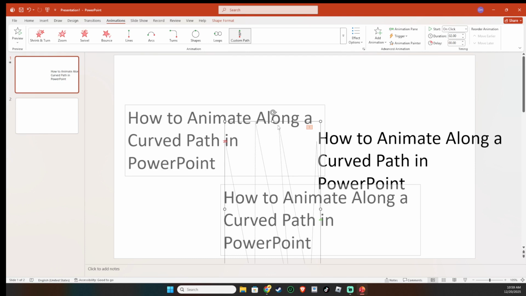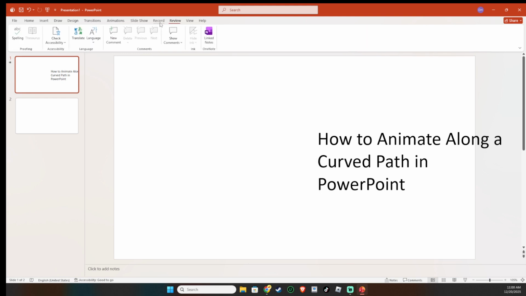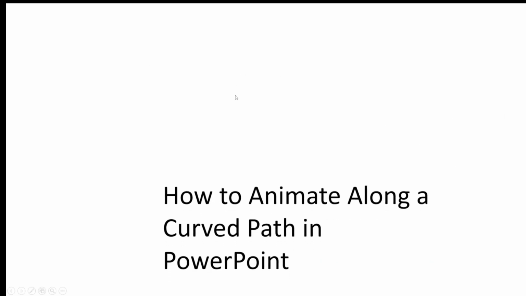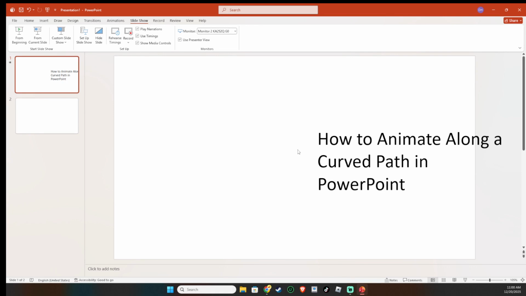Now, preview your work. Click Preview in the Animations tab, or run the slideshow to see the motion at full scale. If it feels too fast, too slow, or the curve needs a tweak, stop, adjust the handles or duration, and preview again until it looks smooth and intentional. That's it. Your object now glides along a curved path with clear, controlled motion.